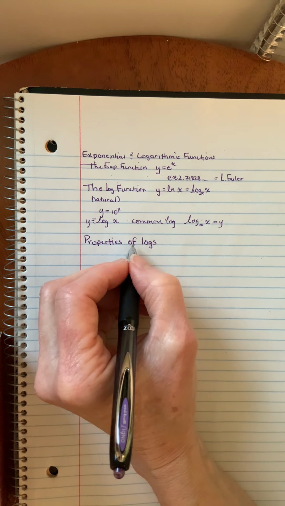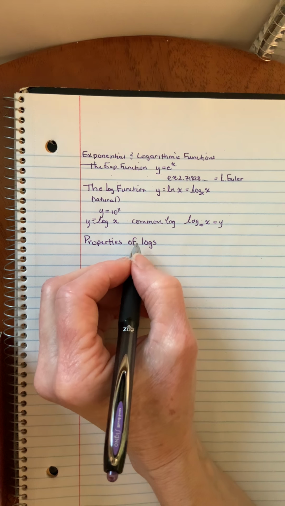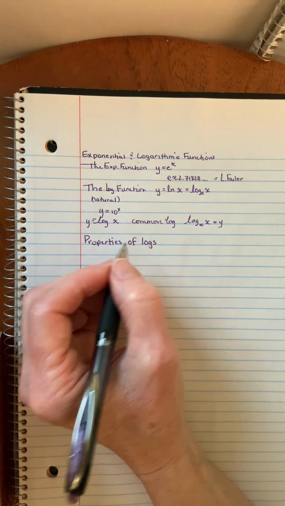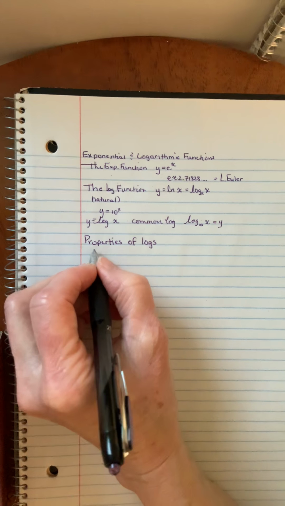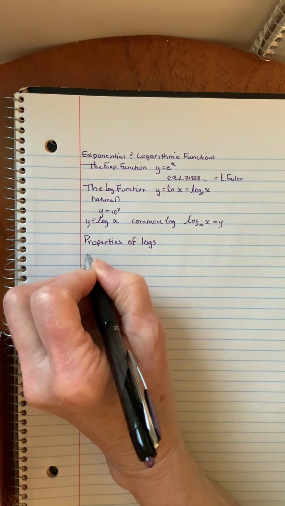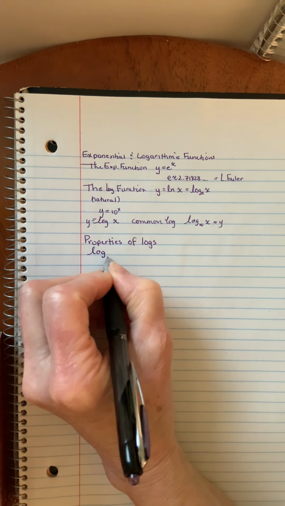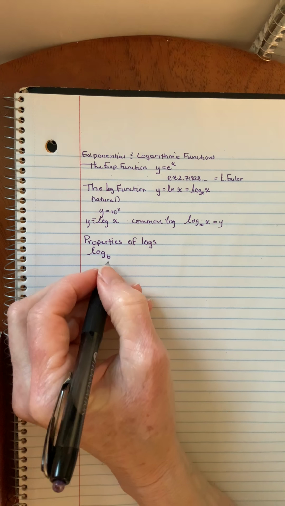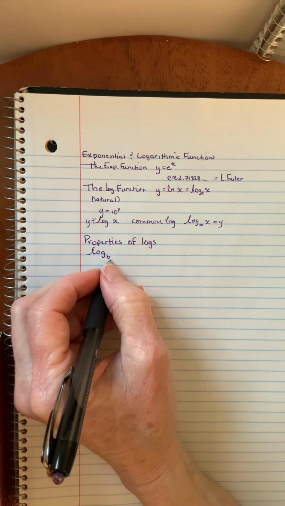So, properties of logs. I'm going to use m and n as values. So I'm going to say this. I'm going to say that I want the log, and I'm going to go ahead and make this kind of generic. So the log base b. b is considered the base.